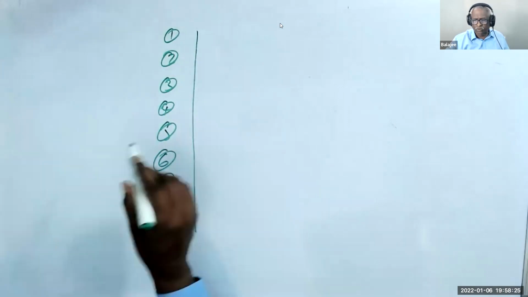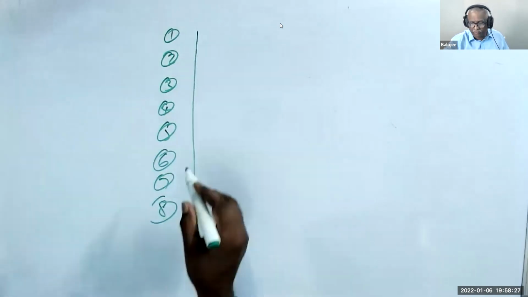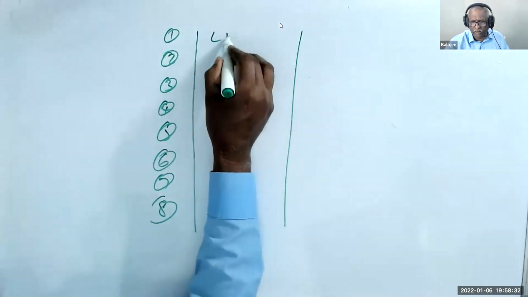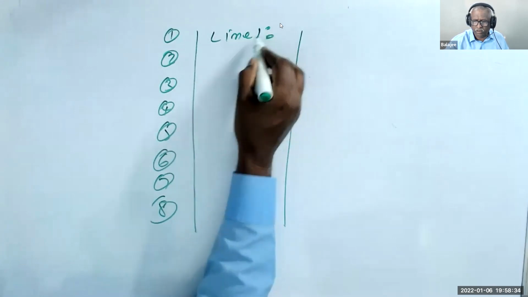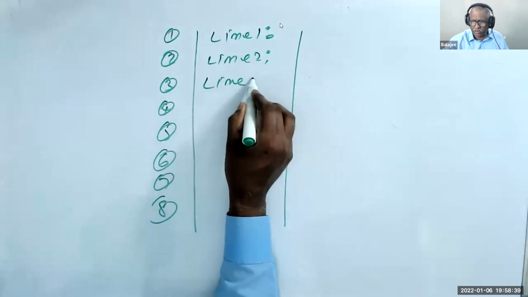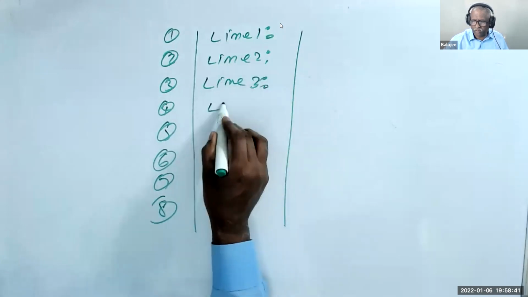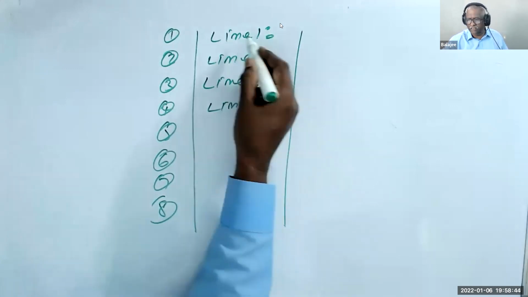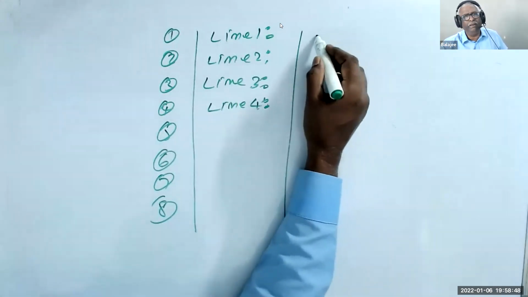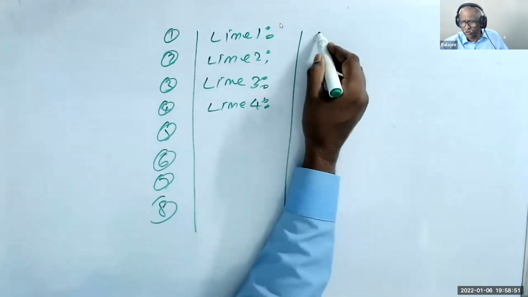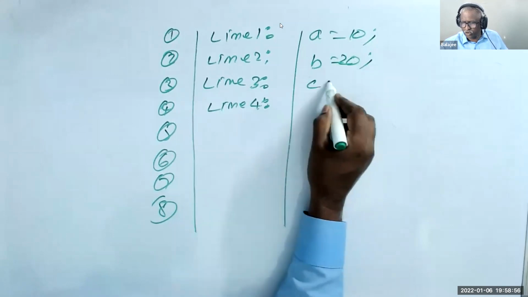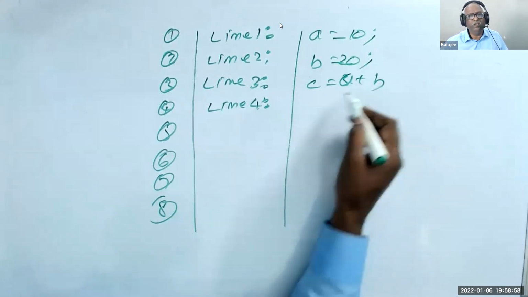Anywhere, on every line, you can have a label. Every line you may call line 1, line 2, line 3, line 4. You can give a label like this, that's your wish. Then here you write a program: A is equal to 10, B equal to 20, C is equal to A plus B, printf.